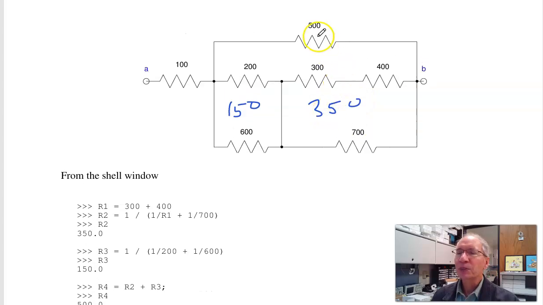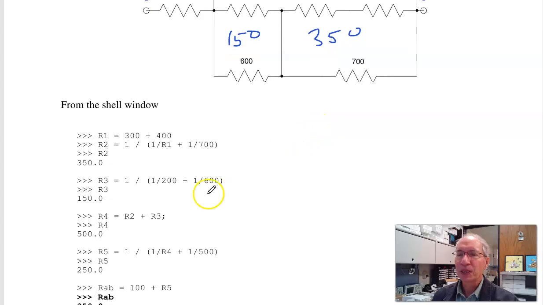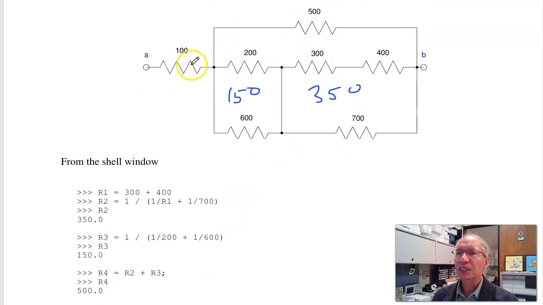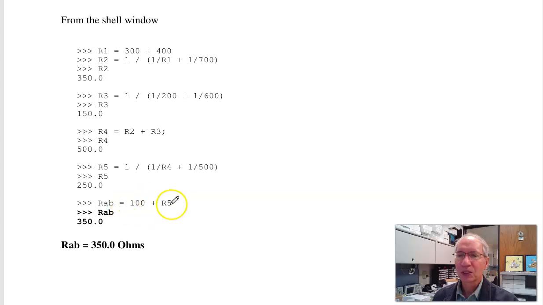Take 500 ohms in parallel with 500 ohms. I get 1 over R4 plus 1 over 500, which gives you 250 ohms. Take that 250 ohms, add it to 100 ohms. 250 plus 100 is 350. That's the total resistance using Python.